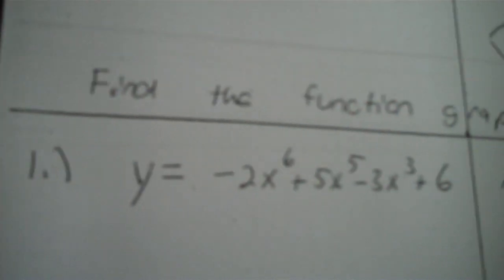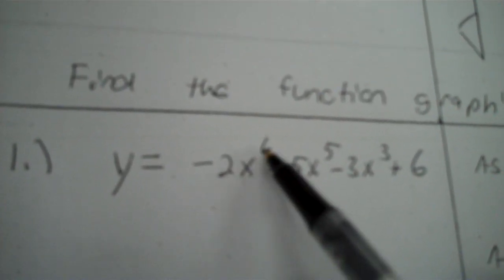Unit 5 review. Find the function graph's end behavior. So a graph, you don't need to draw this, but here's what it looks like. This is x positive infinity, and this is x negative infinity. Okay, what does a graph do? We know it's a roller coaster.